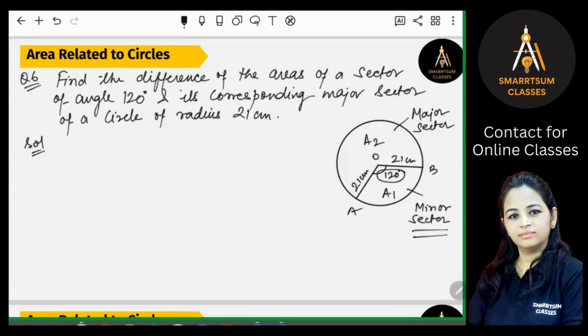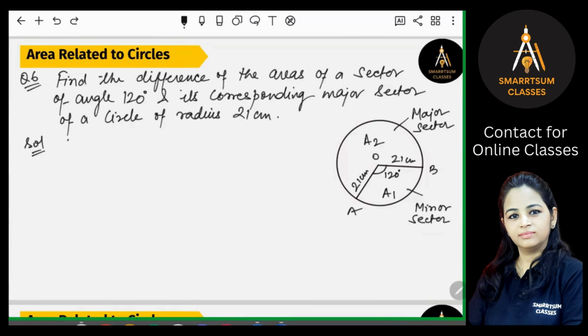This is the minor sector. So let's suppose the area of this minor sector is A1 and the other one is the major sector, and suppose the area of this major sector is A2, right? Now, what we have to do here, we have to find the area of the minor sector provided the central angle theta 120 degree and radius of the circle is 21 centimeter. Once we get this area of the minor sector, we can find the area of the major sector and then we can find out the difference between the two, right? Okay, so let's do it.